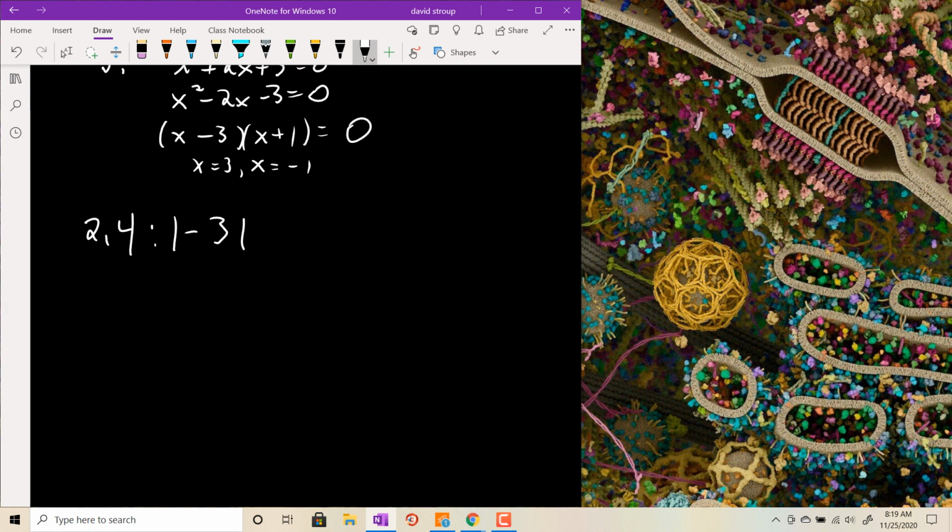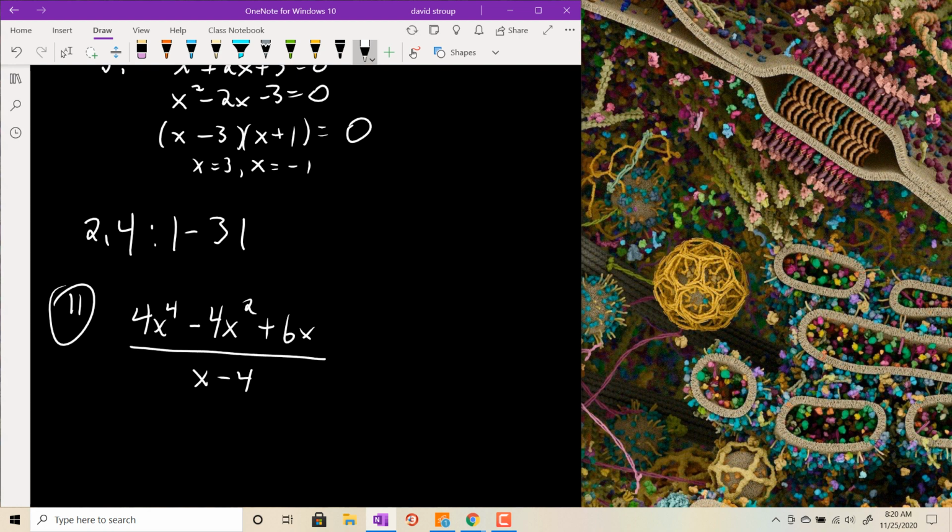I don't know. Let's look at, I'm just looking in the book here, 1 to 31. Make sure it's vaguely interesting. I guess number 11. Okay, this will be interesting because it needs placeholders. So 4x to the 4th minus 4x squared plus 6x divided by x minus 4.